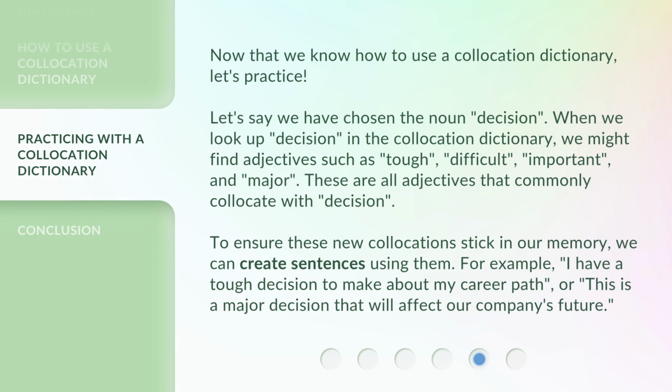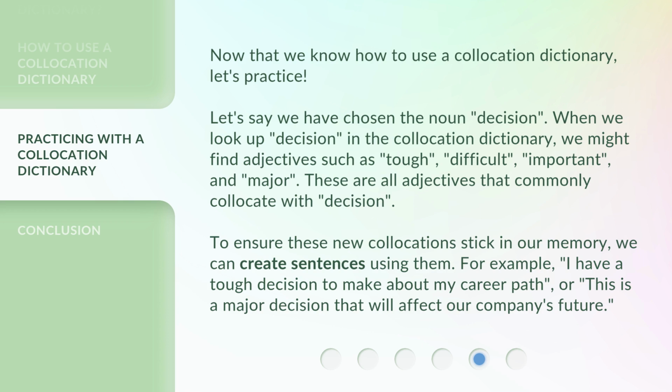Now that we know how to use a collocation dictionary, let's practice. Let's say we have chosen the noun, decision. When we look up decision in the collocation dictionary, we might find adjectives such as tough, difficult, important, and major. These are all adjectives that commonly collocate with decision.